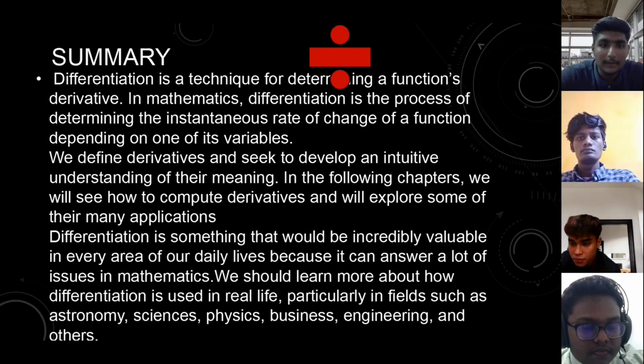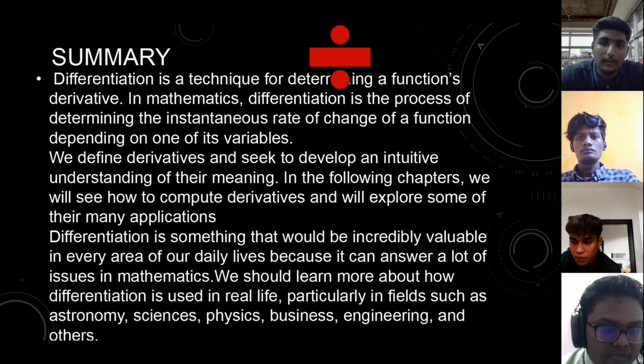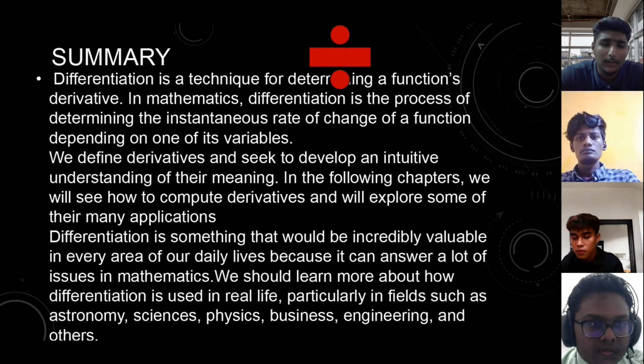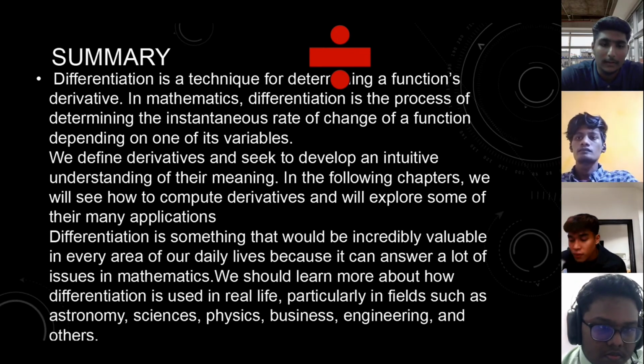The summary of differentiation is a technique for determining a function's derivative. In mathematics, differentiation is the process of determining the instantaneous rate of change of a function depending on its variables. We define derivatives and seek to develop an intuitive understanding of their meaning. In the following chapters, we will see how to compute derivatives and we will explore some of their many applications.